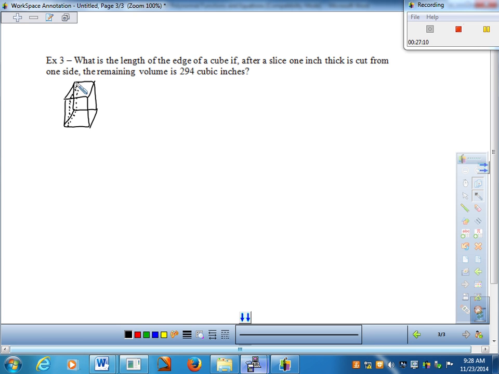I cut out exactly 1 inch, so from here to here is an inch, and remaining volume. Well, again, just kind of getting myself thinking. It's just coincidence that I put these two, but we are talking about a rectangular prism at this stage, and volume is length times width times height, as it was in the last problem. So my volume is 294.